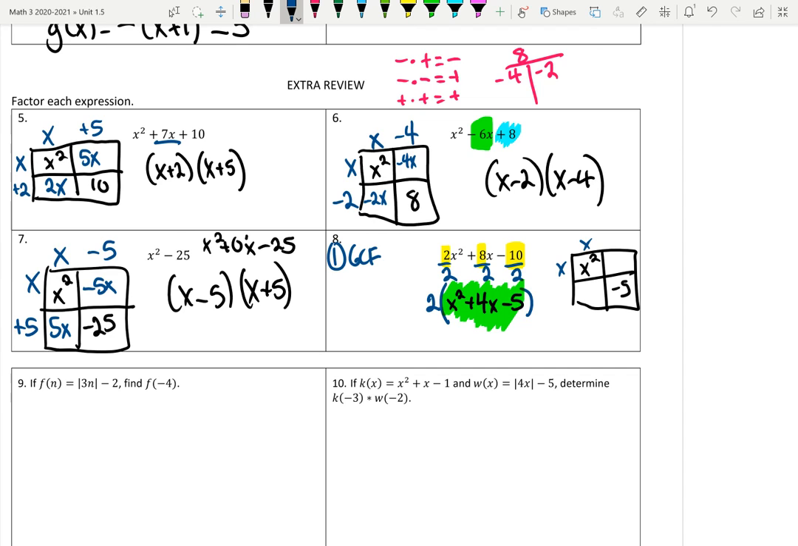Now, what do I want? I want a positive 4, meaning I'm going to pick a bigger positive value, a smaller negative value, and when I multiply it out, I see that 5x minus 1x is going to be 4x, leading me to my final answer of 2 times x minus 1 and x plus 5.